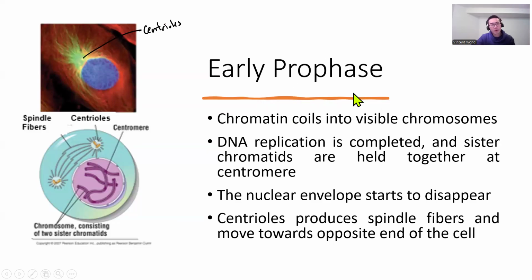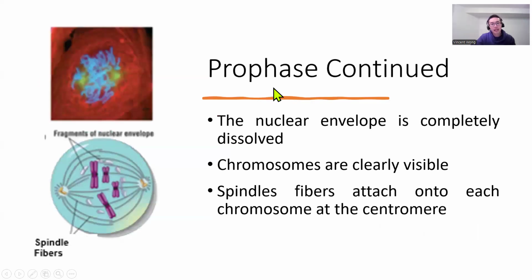We're still in prophase, which is the first part of mitosis. Later on in prophase, you can see the nuclear envelope is completely gone, and you can see the individual chromosomes very clearly. Now, we have the centrioles here at the opposite ends producing the spindle fibers. All right.